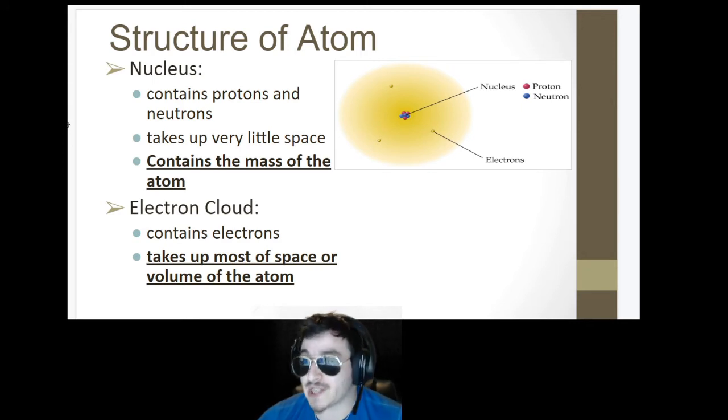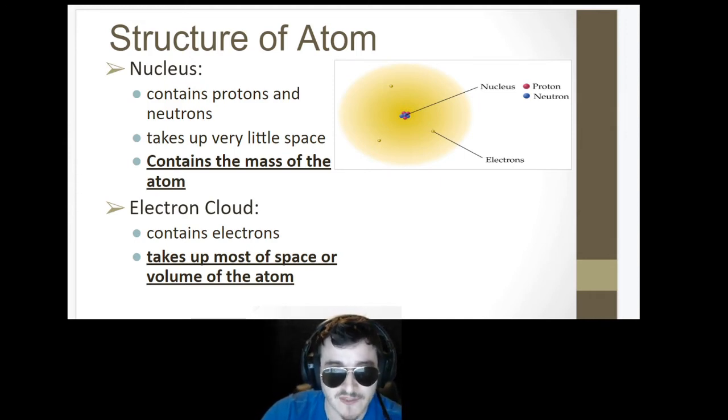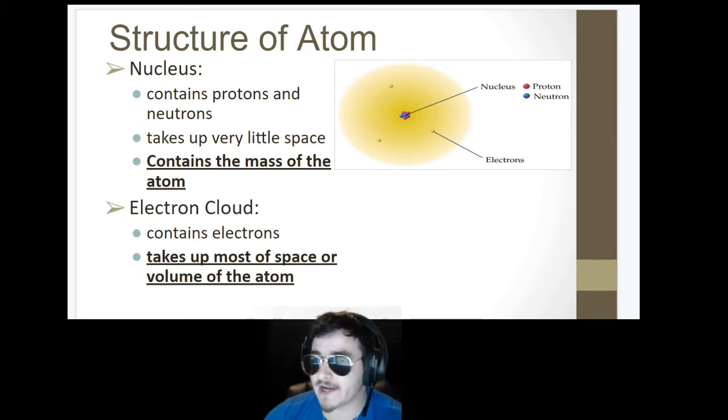Whereas the electron cloud, where all the electrons reside, it's the exact opposite. It's all of the volume of the atom, and yet none of the mass. So we're going to have a few other theoretical conversations before we actually get into our atomic structure questions that we're going to run into, and then we're going to solve those out on the board for you.